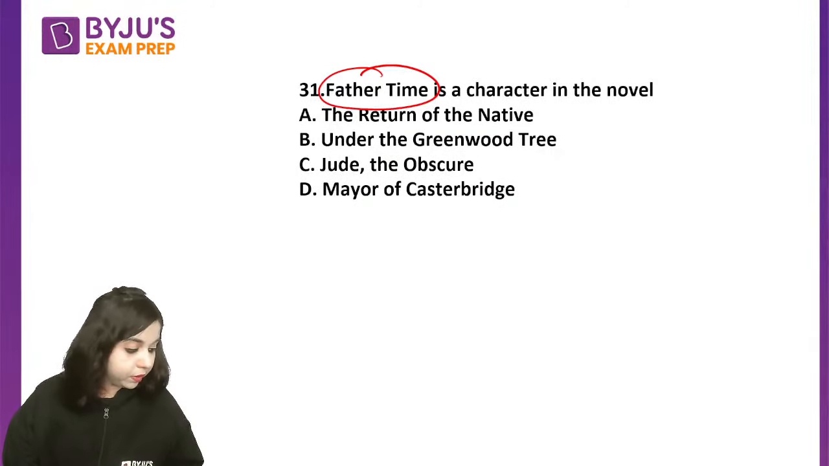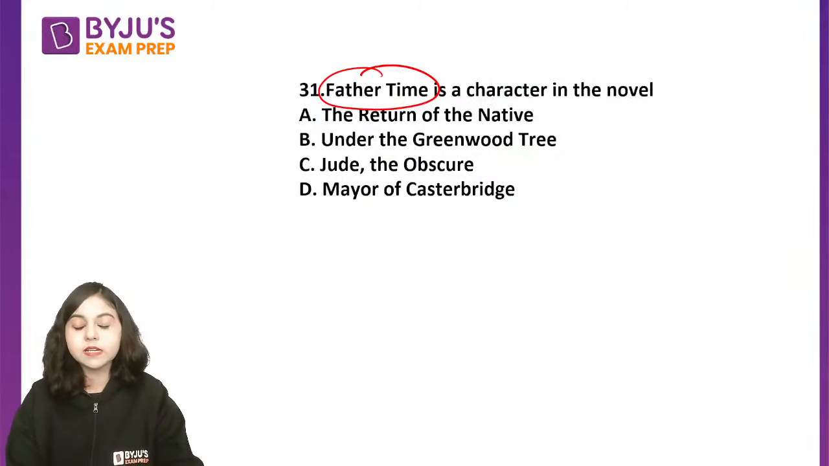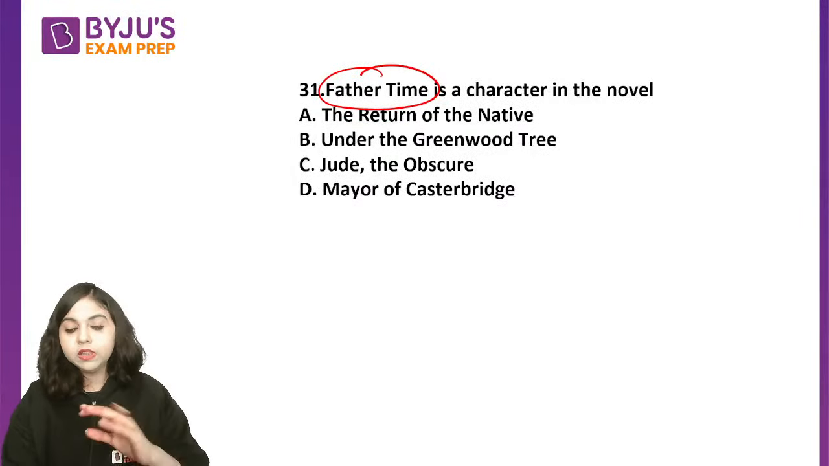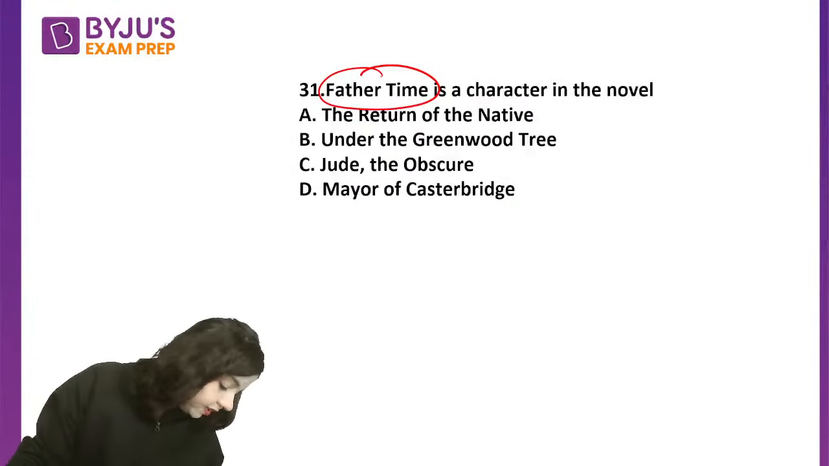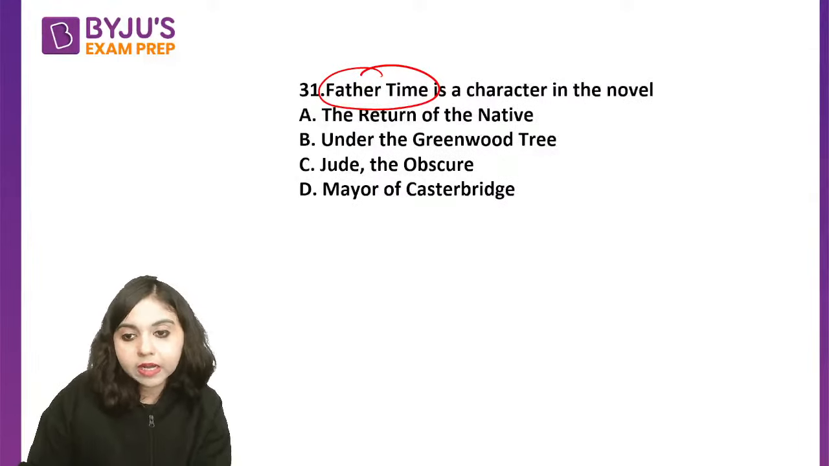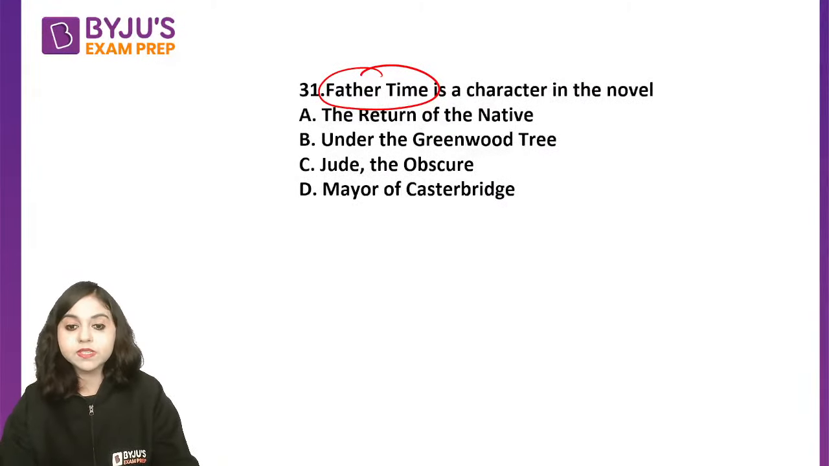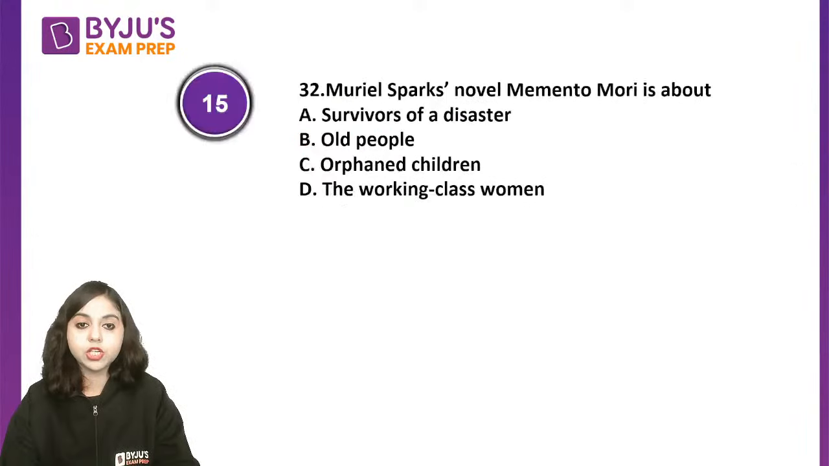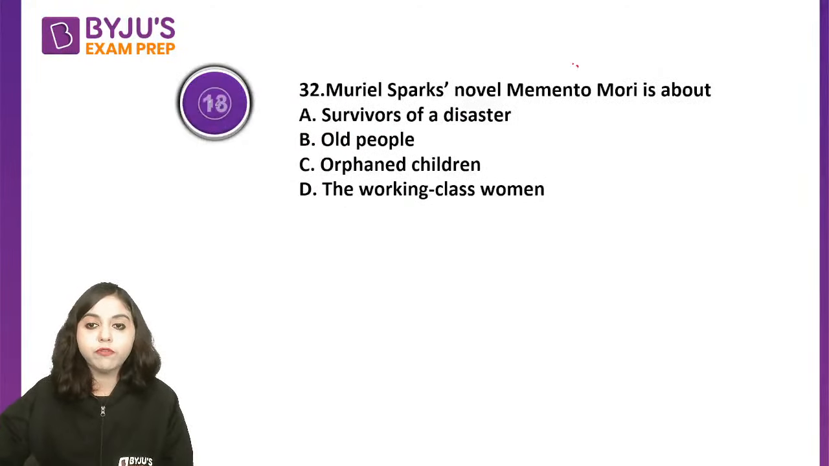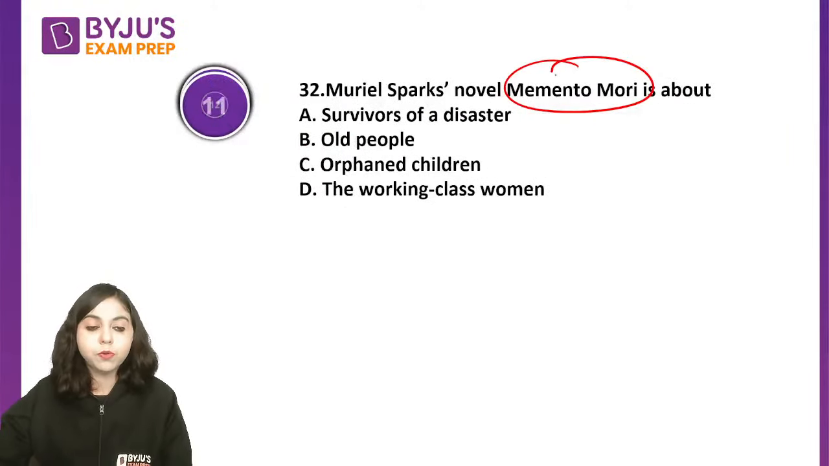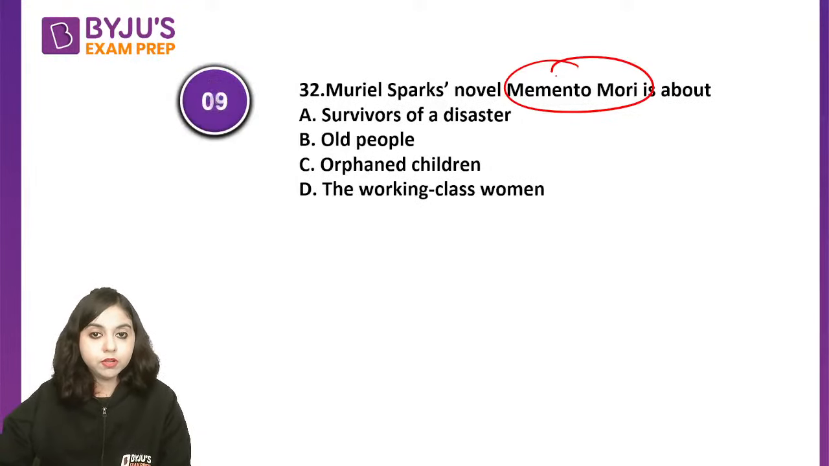Yes, right, absolutely right. It's a character in Jude the Obscure, the son of Jude Fowley, right? And here, of course, Thomas Hardy becomes an important person that we're largely looking at. Muriel Spark's novel Memento Mori is about.